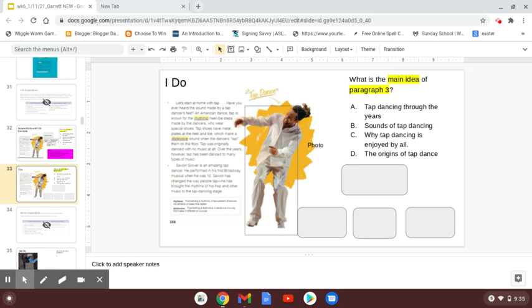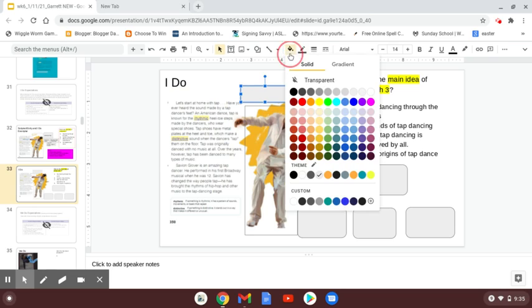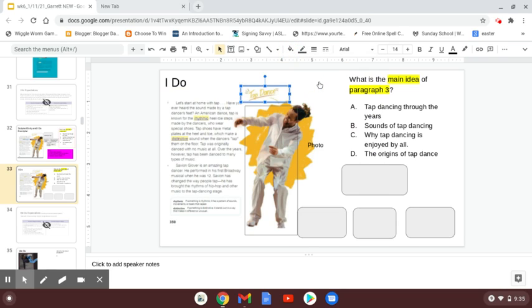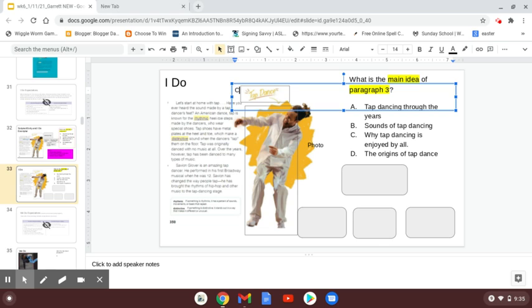When I look above this photograph, I also see a caption that says tap dance. So I'm going to put a box around that as well. And I know that the author includes the caption in order to help me as the reader understand what is happening in the photograph. It gives me more details about the photograph. So I'm just going to label this as a caption.